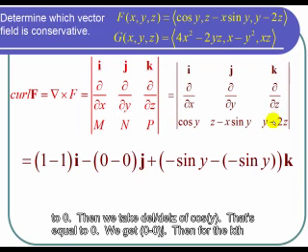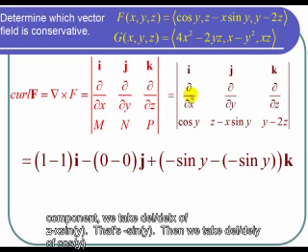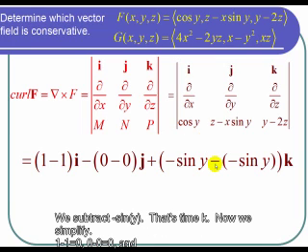And then for the kth component, we take del over del x of z minus x sine of y, and that's negative the sine of y. And then we take del over del y of the cosine of y. So we subtract negative the sine of y. And that's times k. So now we simplify.